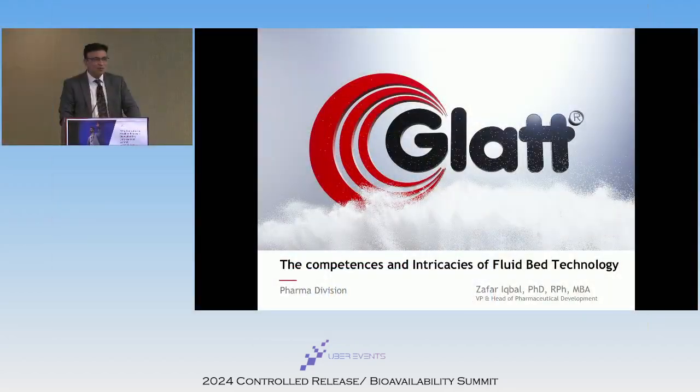Today, I'm going to talk about the competences and intricacies of Glatt fluid bed technology, which has been around for many years. When we are in pharmacy school learning how to develop product, that's one of the equipment that was introduced to us, and believe it or not, it is still with us and giving us much newer, emerging, and innovative technologies as we go along.